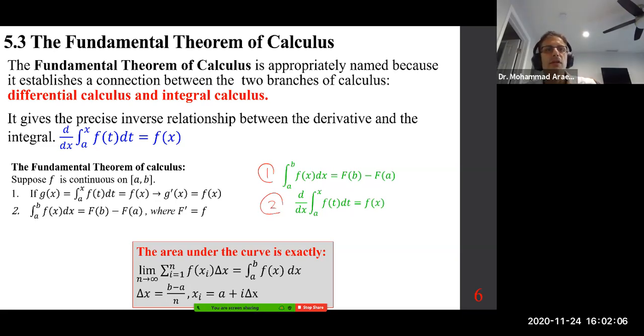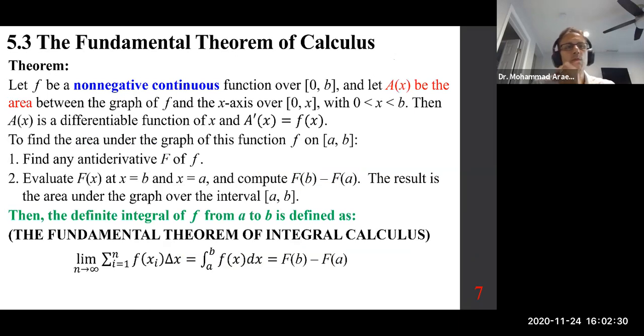So the fundamental theorem of calculus is appropriately named because it establishes a connection between the two branches of calculus, differential calculus and integral calculus. It gives the precise inverse relationship between the derivative and the integral. So one more time, look at number one and look at number two. All right, here's the theorem. We're going to read it and we're going to try to prove that in a moment.